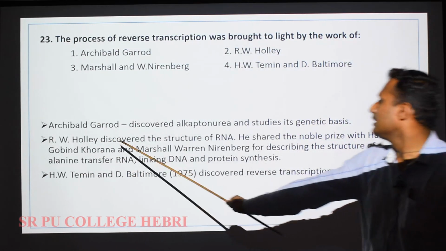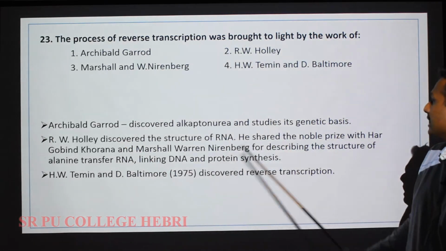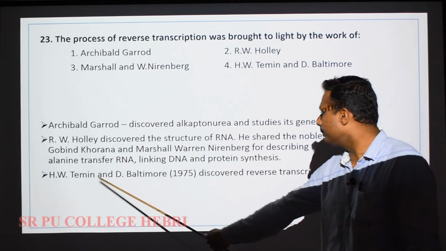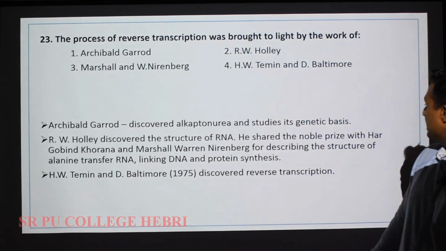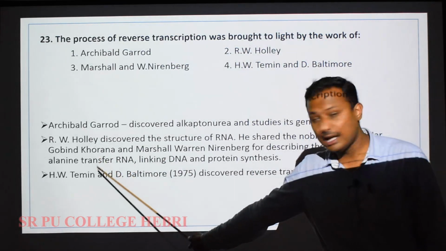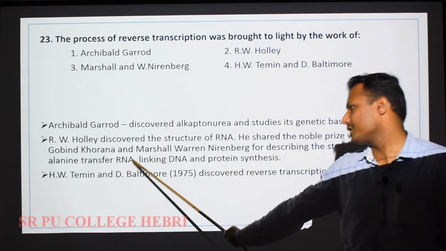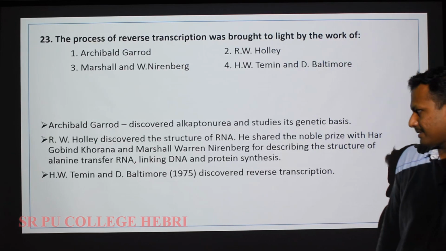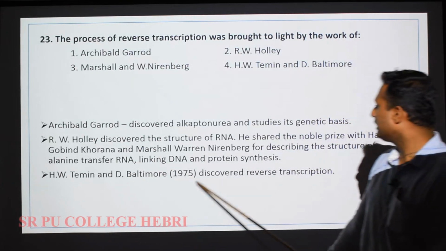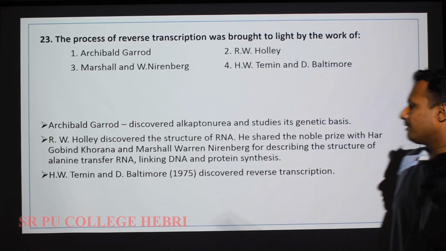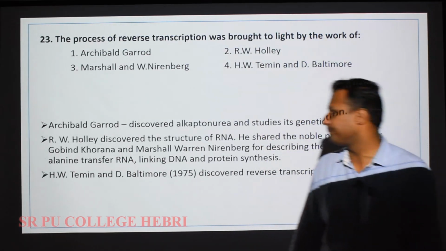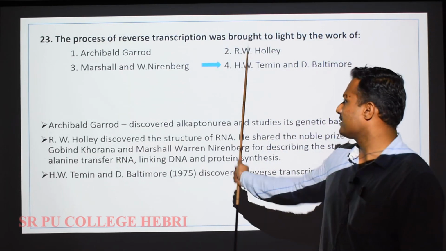R.W. Holley discovered the structure of RNA. He also shared the Nobel Prize with two very well-known scientists, Har Gobind Khorana and Marshall Nirenberg, for describing the structure of alanine transfer RNA, the tRNA of alanine, and linking DNA and protein synthesis. Whereas H.M. Temin and D. Baltimore, in the year 1975, discovered the process of reverse transcription. Reverse transcription was discovered by them, right? 24th one, the answer is 4 here.